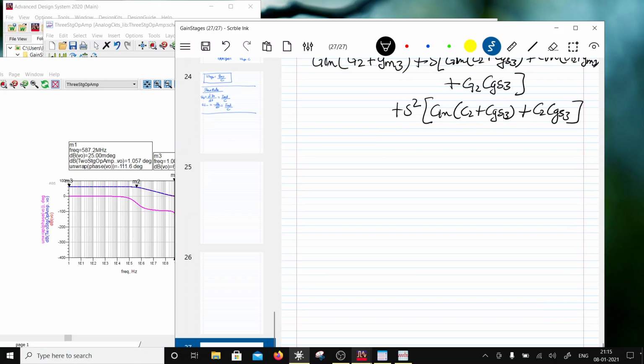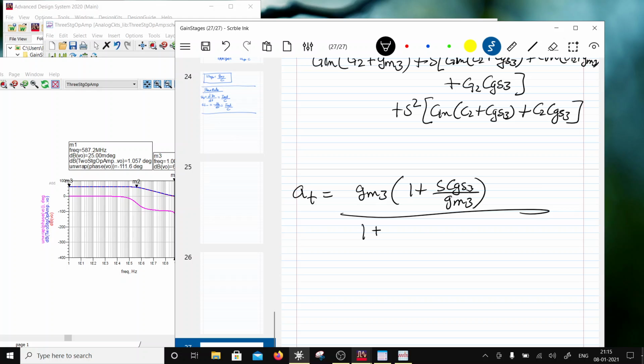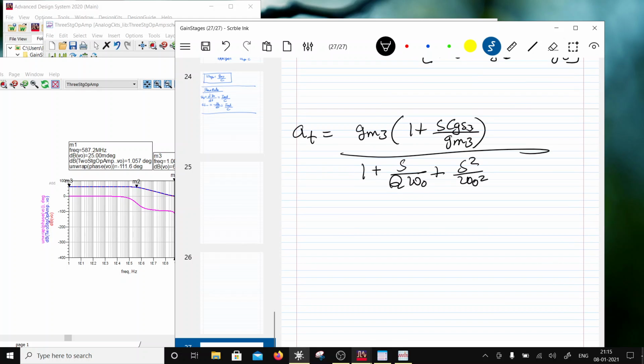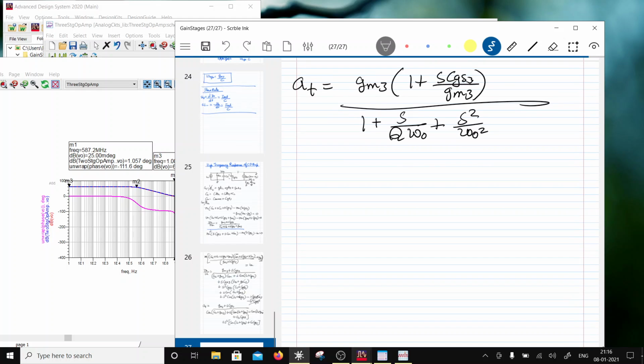Now this transfer function AT can be written as GM3 times of 1 plus SCGS3 divided by GM3, divided by 1 plus S divided by Q times of omega naught plus S square by omega naught square. So this denominator is a second order equation, which allows for you to have a complex pole under a certain condition. So now let's see what is this format.